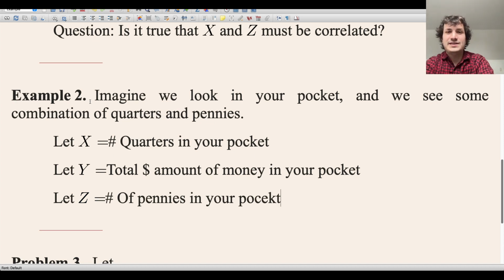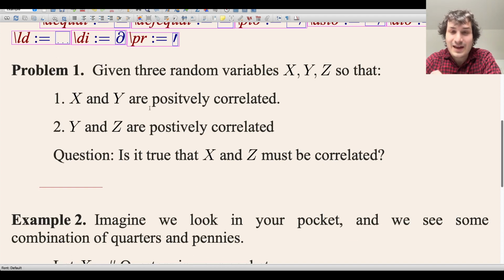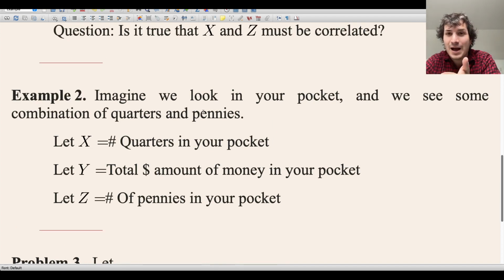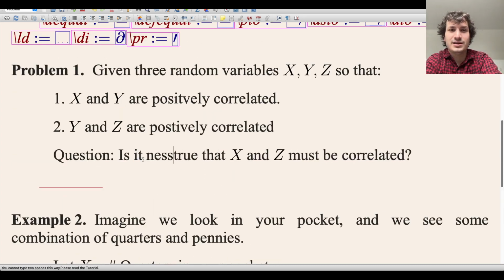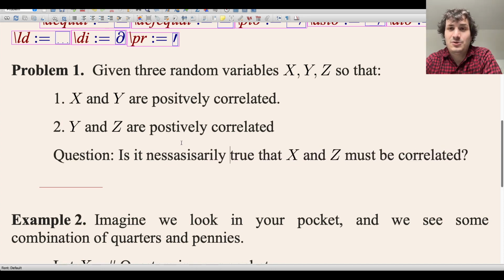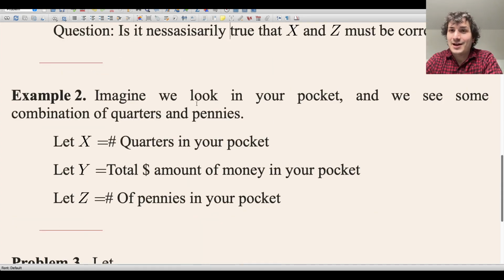Okay. So this is the example I'm thinking of, and we're going to use this example to investigate the truth or falseness of this question. So given that x and y are positively correlated, so the number of quarters in your pocket is correlated with the total dollar amount in your pocket, that is a reasonable sounding statement. Y and z are correlated. The total dollar amount in your pocket is correlated with the number of pennies in your pocket. More pennies, more dollars. Is it necessarily true that x and z must be correlated? I will let you think about it, and then I will reveal the answer. So pause the video here and think, and then I will tell you the answer.